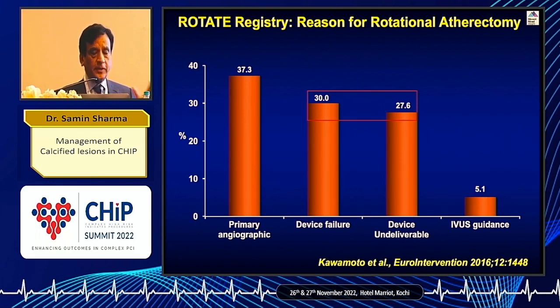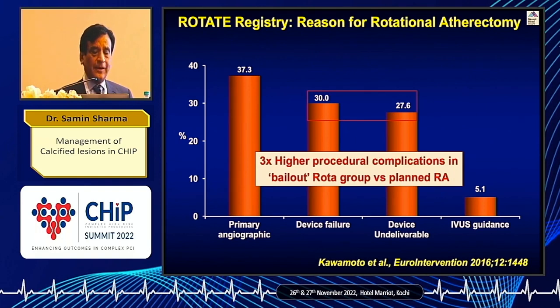So this is the rotate registry: if you use bailout rota, your complications are higher. And most of the time you do it because of device failure or device undeliverable. So clearly I would say that if you think about severely calcified lesions, it's better to be prepared, go with rotational atherectomy, and do it pre-planned rather than as a bailout.